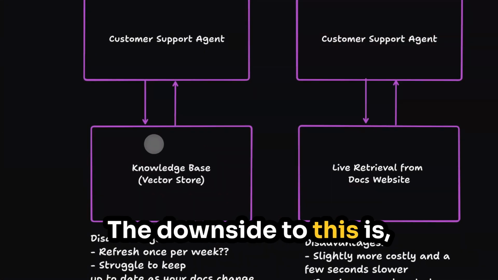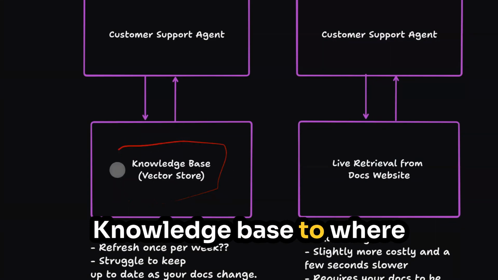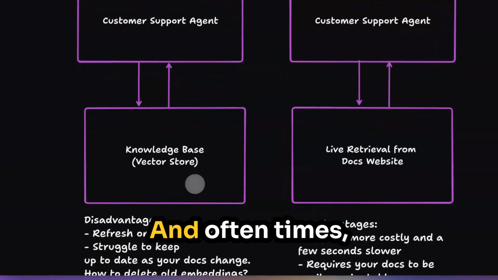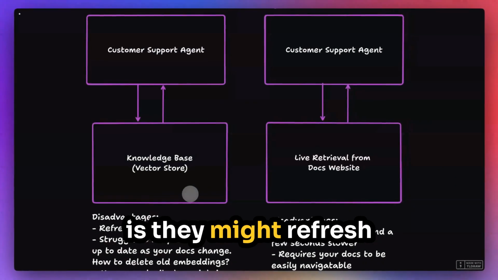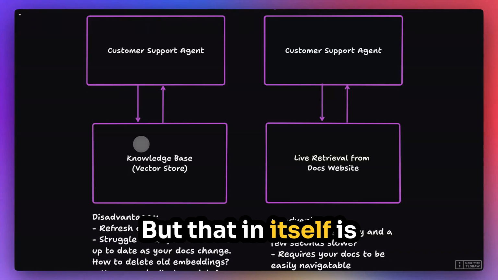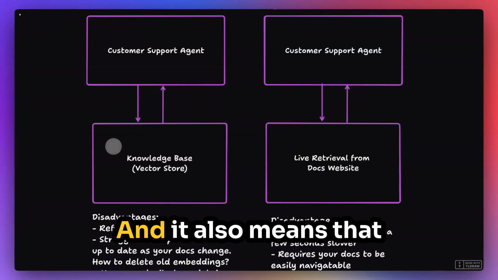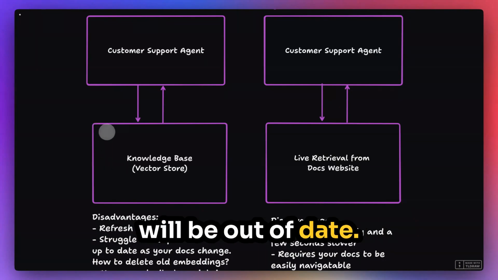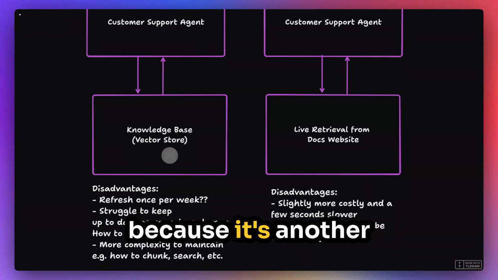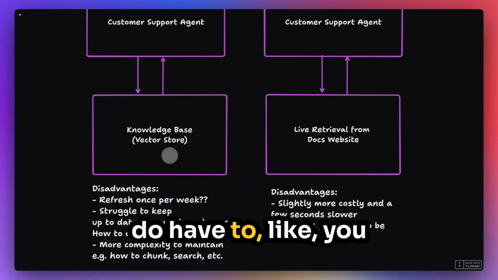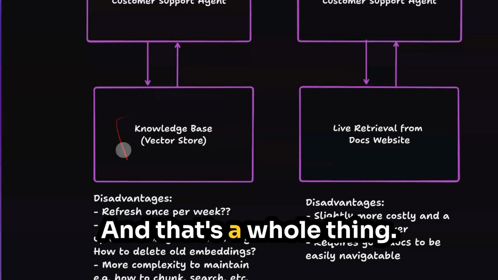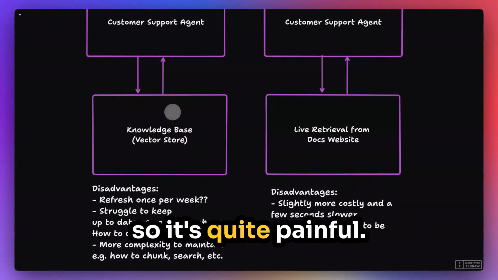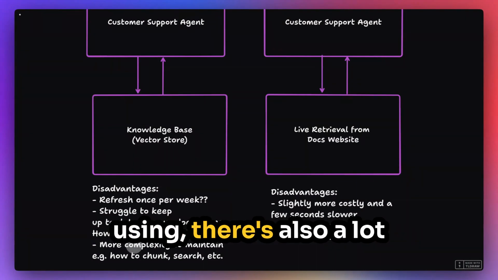The downside to this is because this is a separate knowledge base to where you host your docs and all that sort of stuff, you have to maintain this, right? And oftentimes, what I see people do is they might refresh it once a week, but that in itself is a very painful task. And it also means that because you're not updating it immediately, there are chances that your knowledge base will be out of date. The other thing is because it's another source of truth, you have to delete old knowledge, right? And that's a whole thing. It all boils down to you just need to maintain a separate system. So it's quite painful.